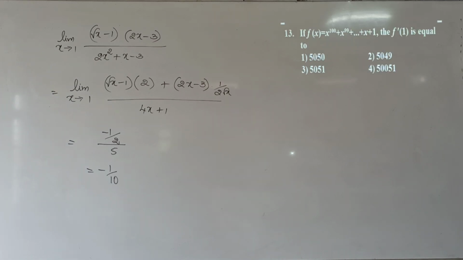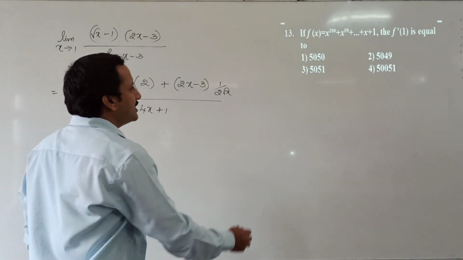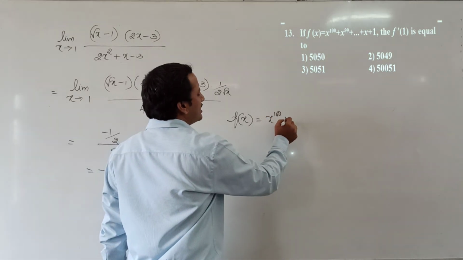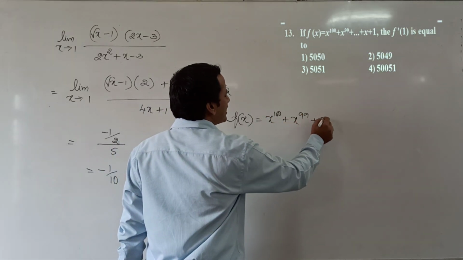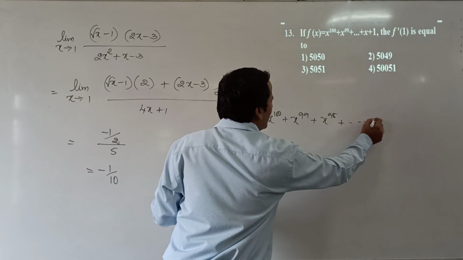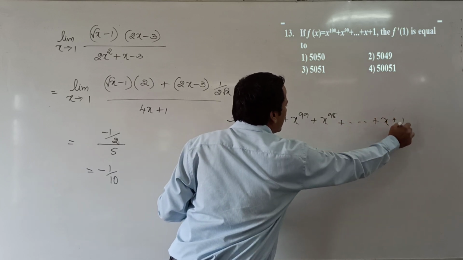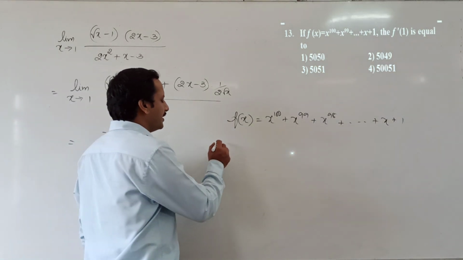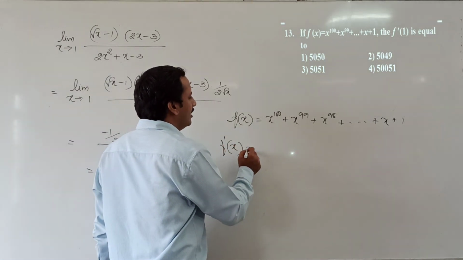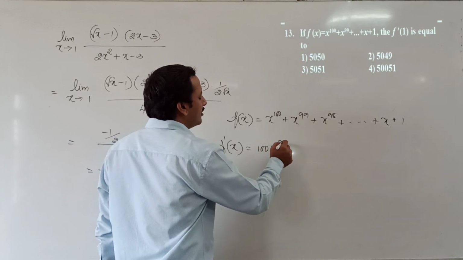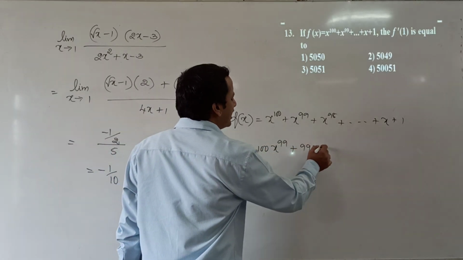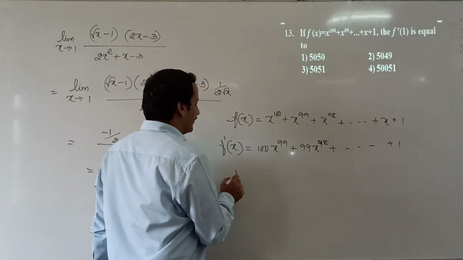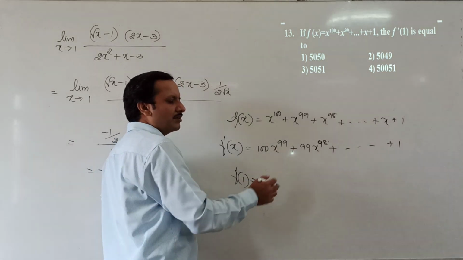Okay. Look at 13th question. F of x is equal to x to the power 100 plus x power 99 plus x power 98 and so on till x power 1 and then plus 1. We are asked to find out f dash of 1. So find out f dash of x and put x equal to 1. F dash of x equal to 100 into x power 99 plus 99 into x power 98 etc. plus 1. F dash of 1, we want to put x equal to 1.